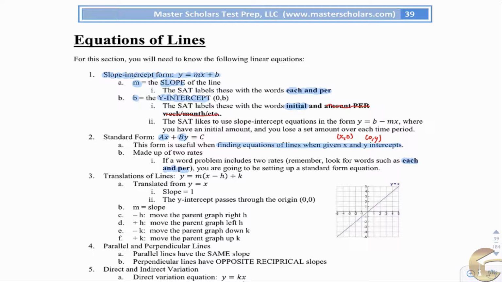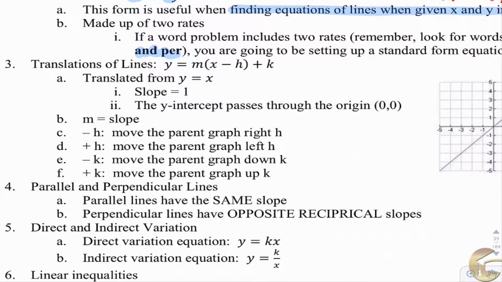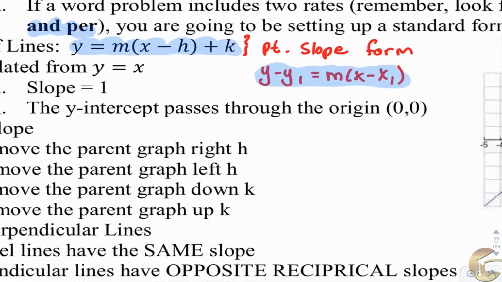Next up is translations of lines. This is a fancy way of talking about point-slope form. And point-slope form, if you have to do it yourself, is y minus y1 equals m(x minus x1). I didn't write translations of lines as point-slope form because the SAT won't typically give you an equation in this form right here. They won't give you this. They'll give you this, and I want you to see how these are basically the same thing.